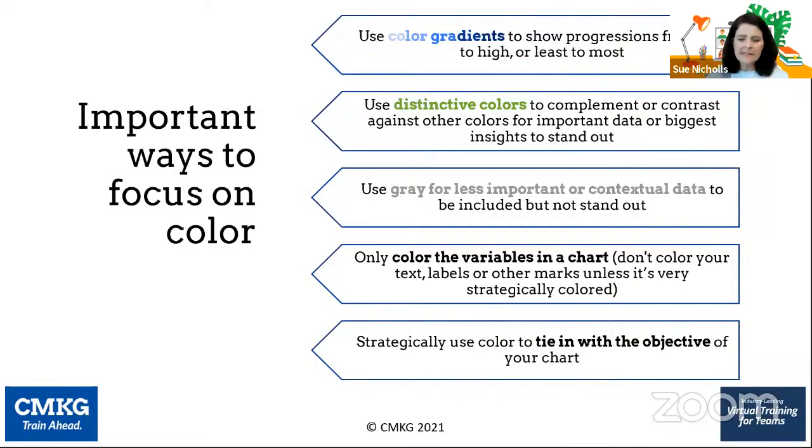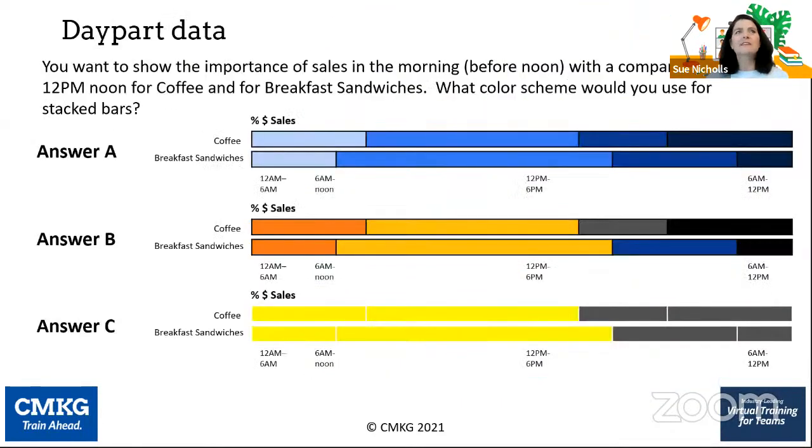So an example of using color effectively is using day part data. I have some really great day part data, and what day part data is that it allows you to understand sales on an hourly basis throughout the day.